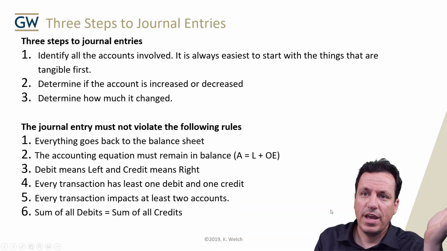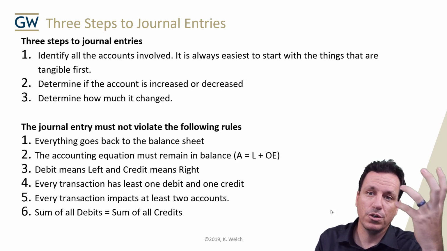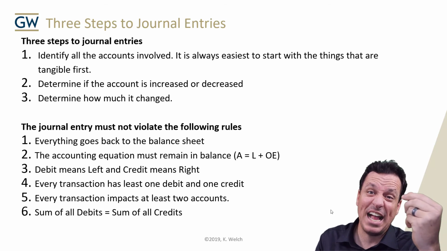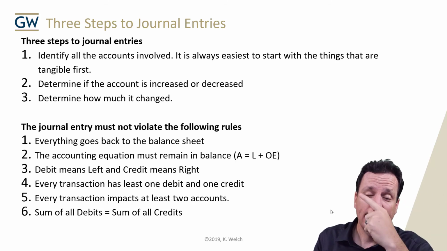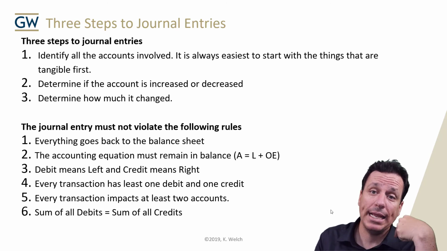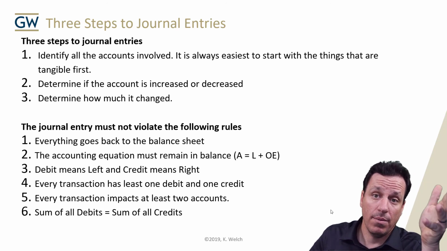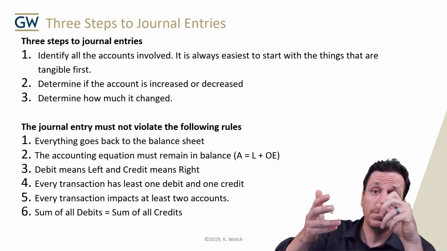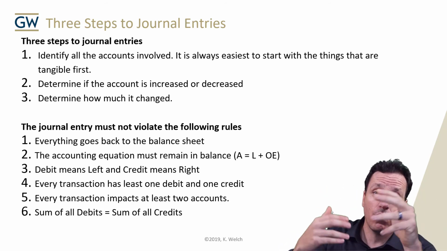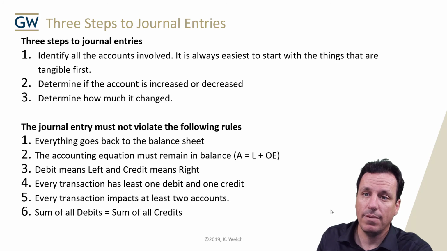All right, there's a few steps. First, identify all the accounts involved. And I always say it's always easiest to start with things that are tangible first. Think about things you can touch. You can touch cash, you can touch equipment. It's easier to think about those things because you know there's some sort of asset. And if you're getting it, it's going to be a debit. And if it's going out of your business, it's a credit. When it comes to the asset account, it's going to be something written on the left or the right, and it's easier to understand what that is and start with assets in that way.